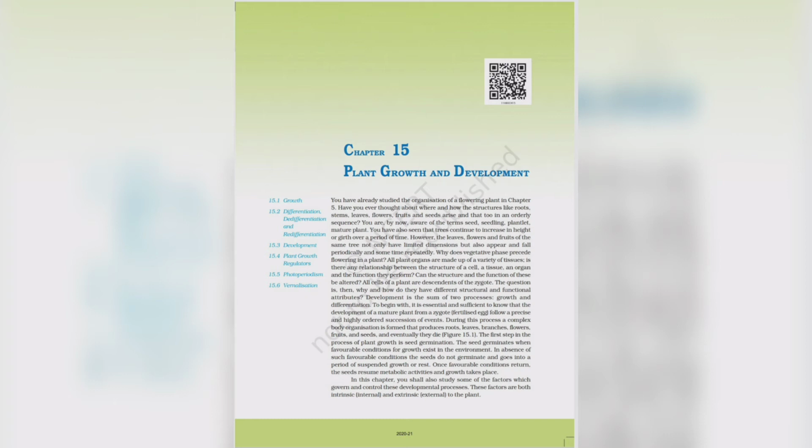Auxins promote flowering. For example, in pineapple, they help to prevent flower and leaf drop at early stages but promote the abscission of older mature leaves and fruits. In most higher plants, the growing apical bud inhibits growth of lateral axillary buds, a phenomenon called apical dominance. Removal of the shoot tip usually results in growth of lateral buds. It is widely applied in tea plantations and hedge making.